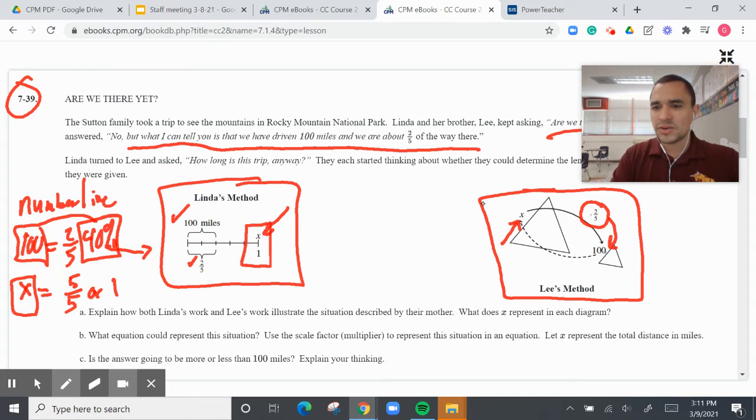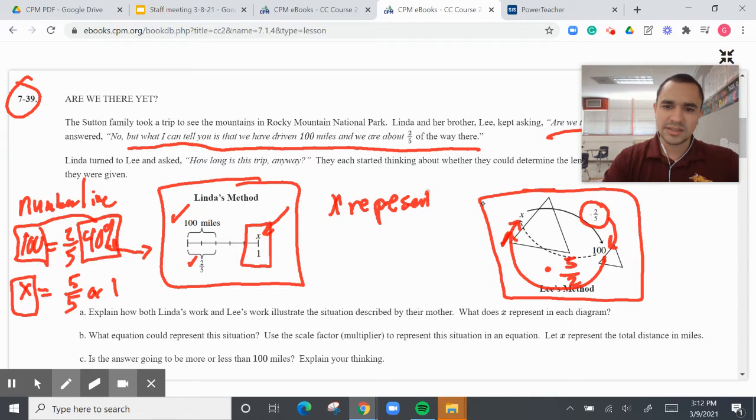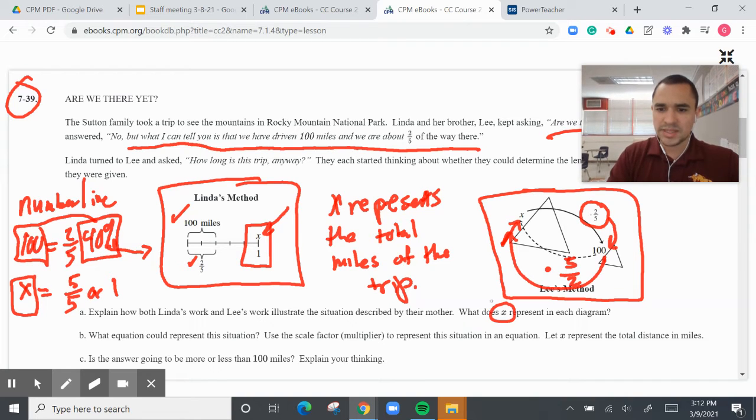Well, how can I figure out the reverse to get to x? Well, one way to do that is to do the opposite. So instead of multiplying by 2/5, we would multiply by 5/2. And that would give us the other way around too. But anyways, what does x represent in each diagram? X represents the total miles of the trip. All right, that's what the x represents in this.